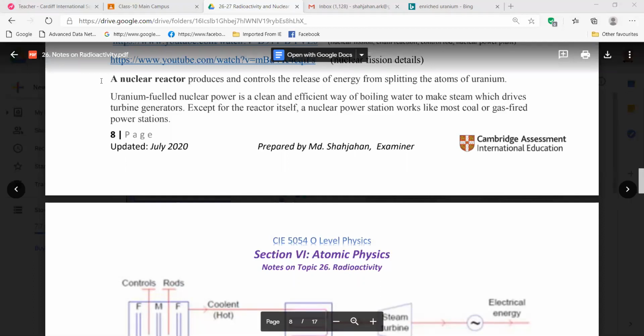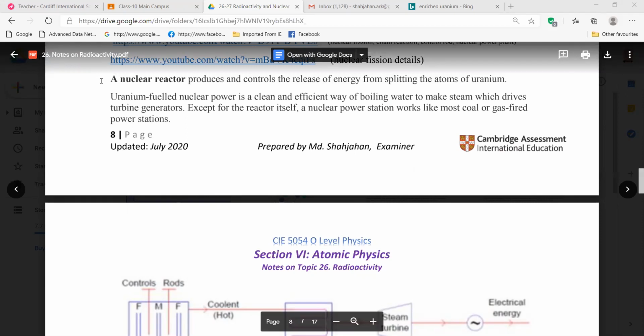A nuclear reactor produces and controls the release of energy from splitting the atoms of uranium. Uranium-fueled nuclear power is a clean and efficient way of boiling water to make steam, which drives turbine generators. Except for the reactor itself, a nuclear power station works like most coal and gas-fired power stations.